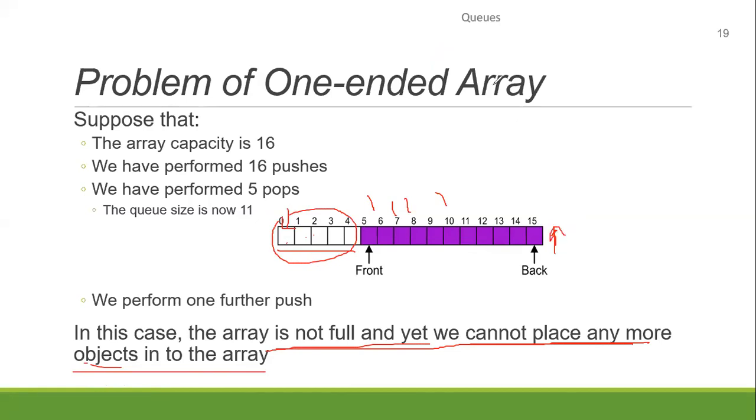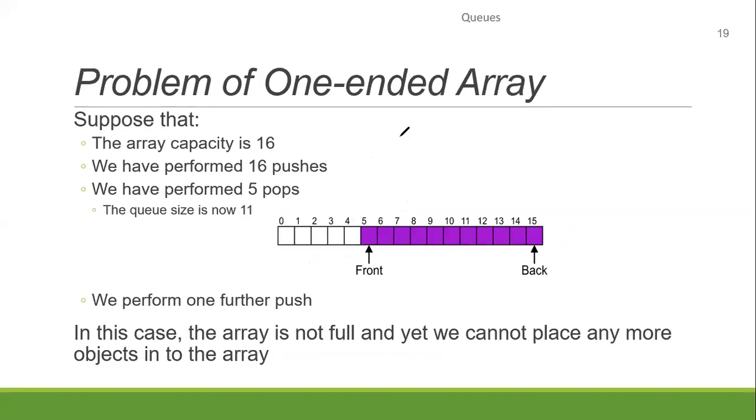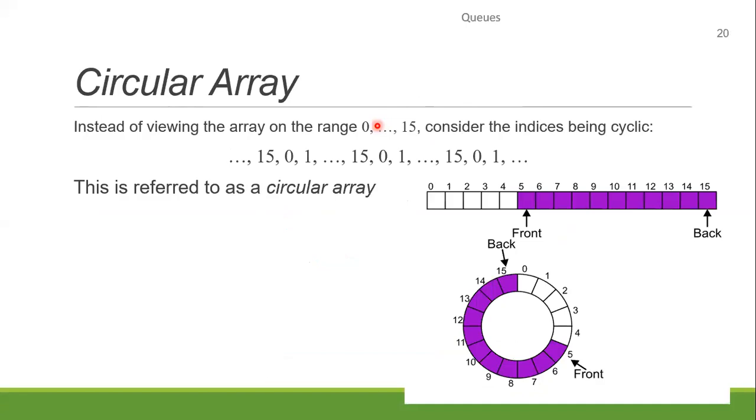To solve this problem, we created another concept. That concept is called the circular array. So how does a circular array work? The concept is very simple. In the circular array, instead of keeping the array in this way, we connect the last part with the first part. So it becomes one array in a circular shape.